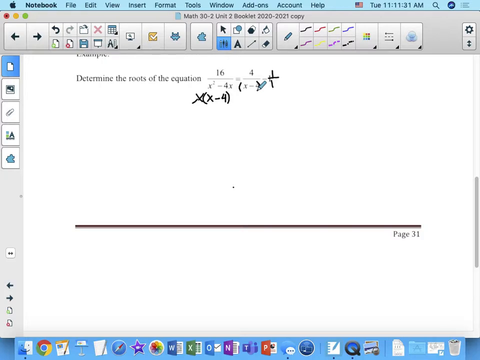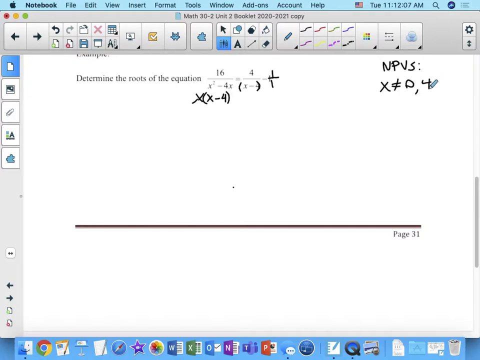Let's talk about non-permissibles. What are the non-permissibles here? In one denominator, I've got a factor of x and x minus 4. In another denominator, I've got a factor of x minus 4. And the other denominator, I've just got a 1. So what are my non-permissibles? 4, yep, and 0. So x cannot equal 0 or 4. Okay, so that's taken care of.